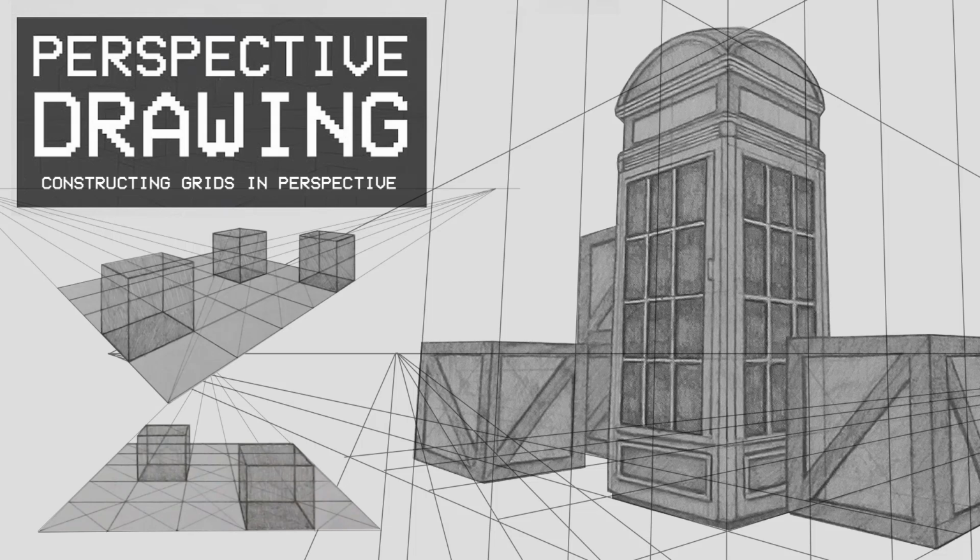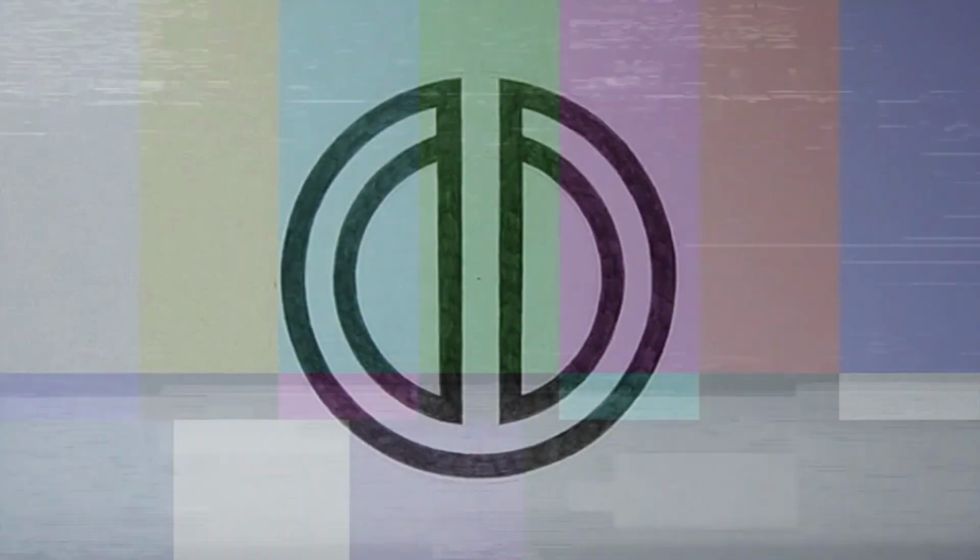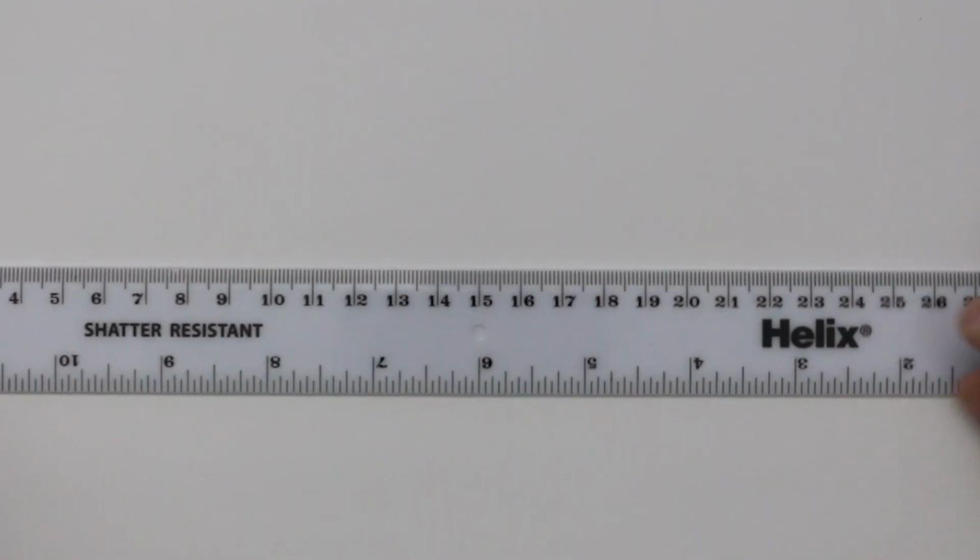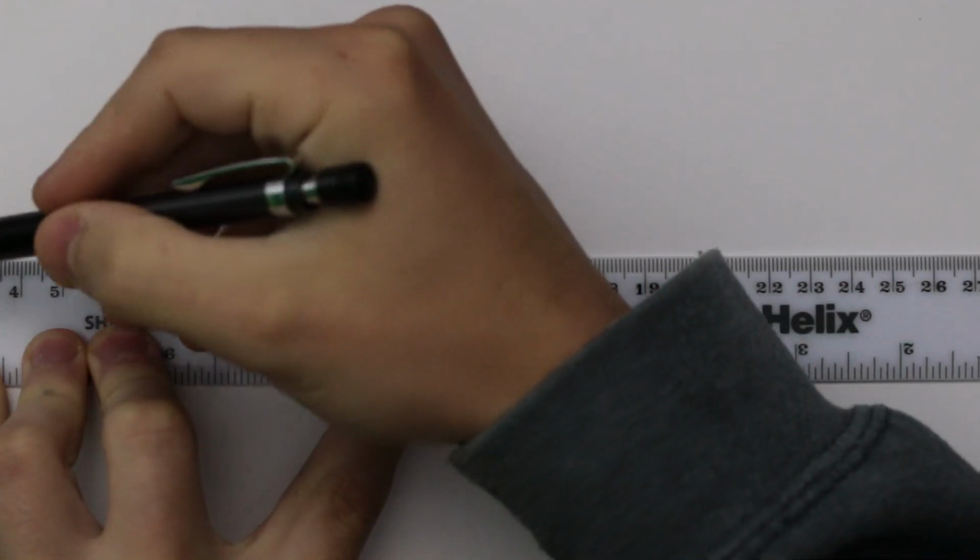In this video we are going to look at how to create some grids in 1, 2 and 3 points perspective. If you are going to be drawing in perspective, then it's helpful to construct a grid that can assist you. Here I'm going to start by drawing out a grid in 1 point perspective.